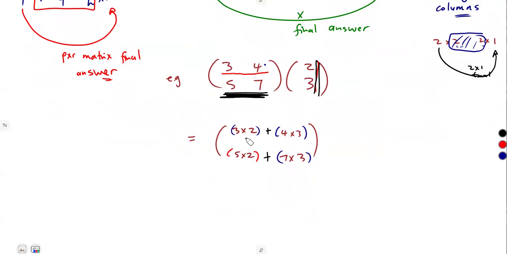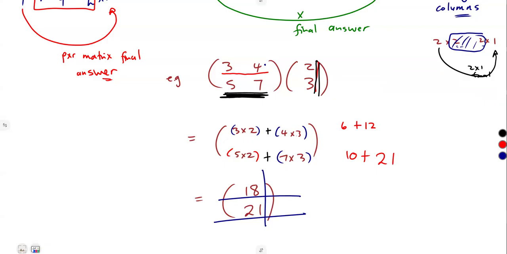So here, 3 times 2 is 6, plus 4 times 3, which is 12. Then you add 6 plus 12, which is 18. So that gives us 18. You do the same thing: 5 times 2 is 10, plus 7 times 3, which is 21. So that gives us 21 at the end, which is according to the order, a 2 by 1 column.